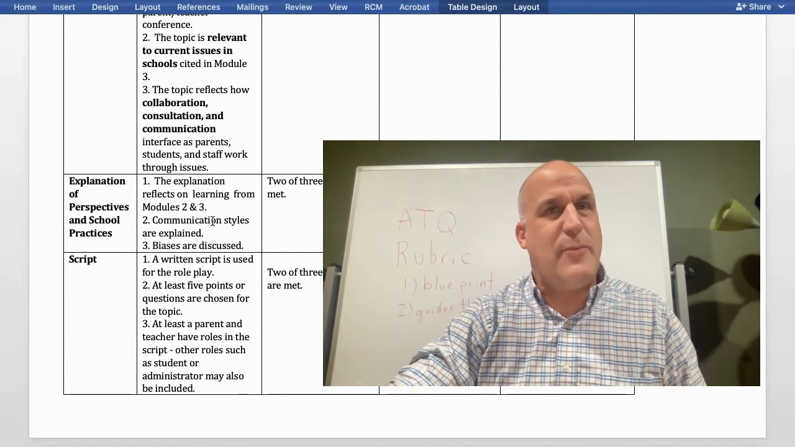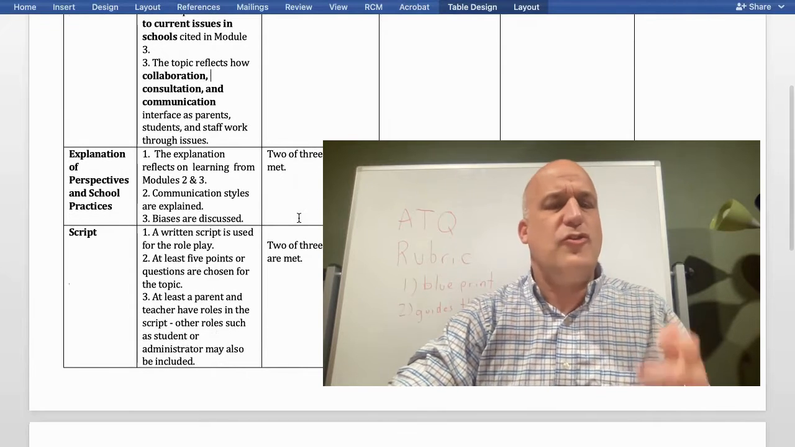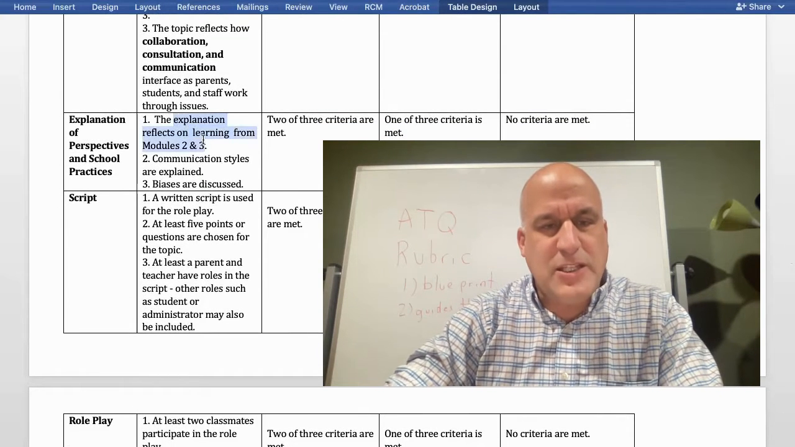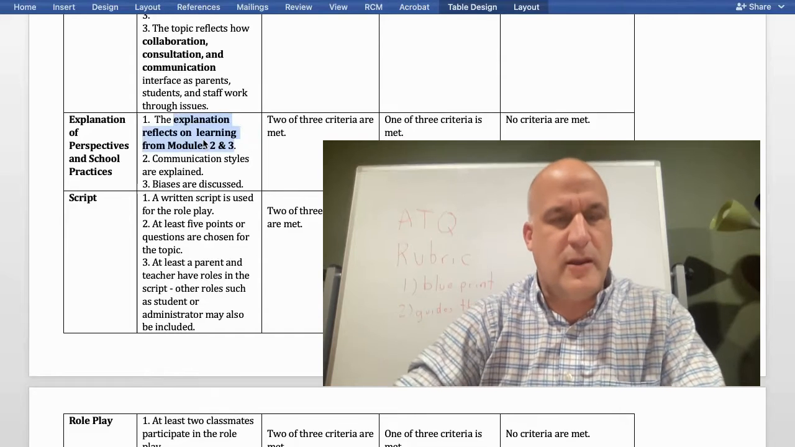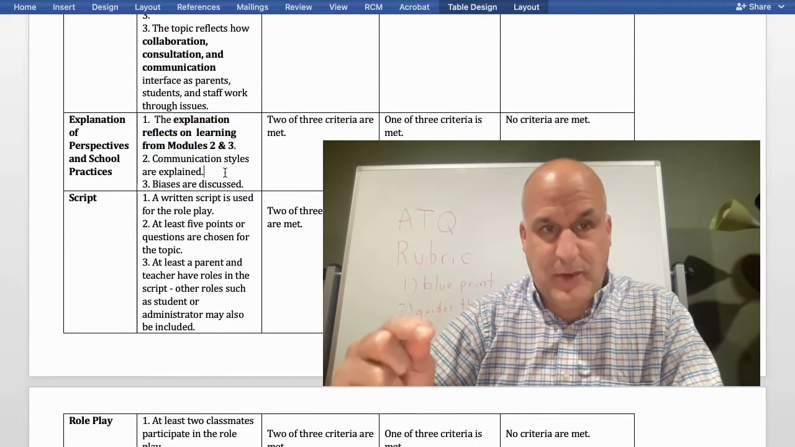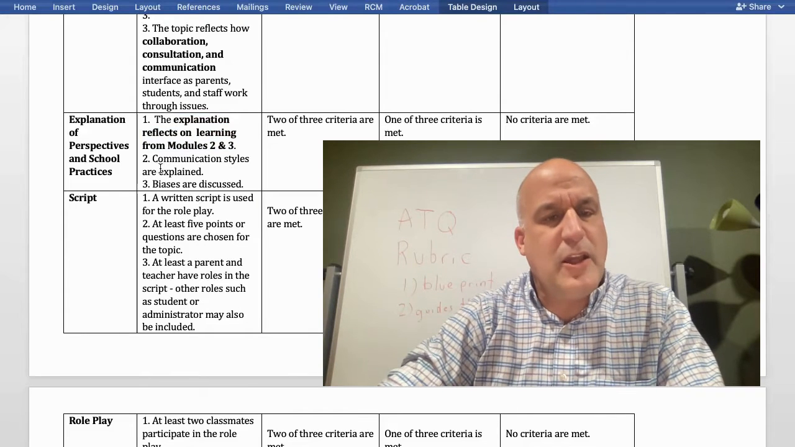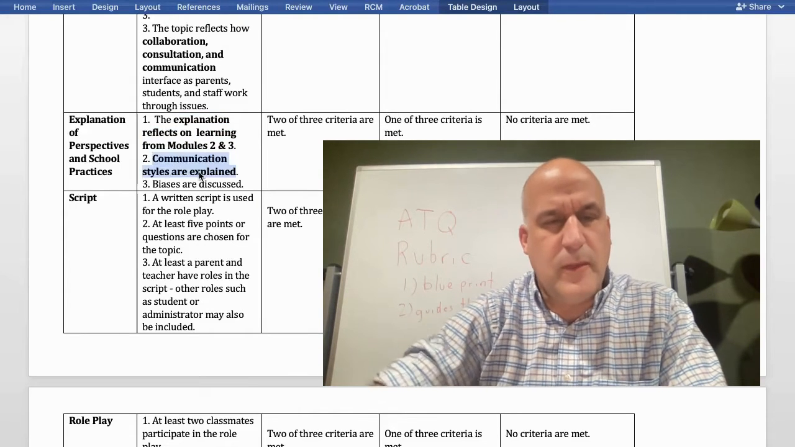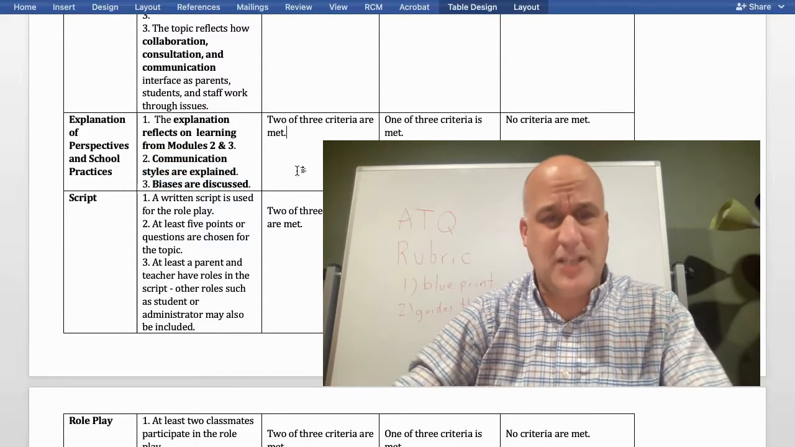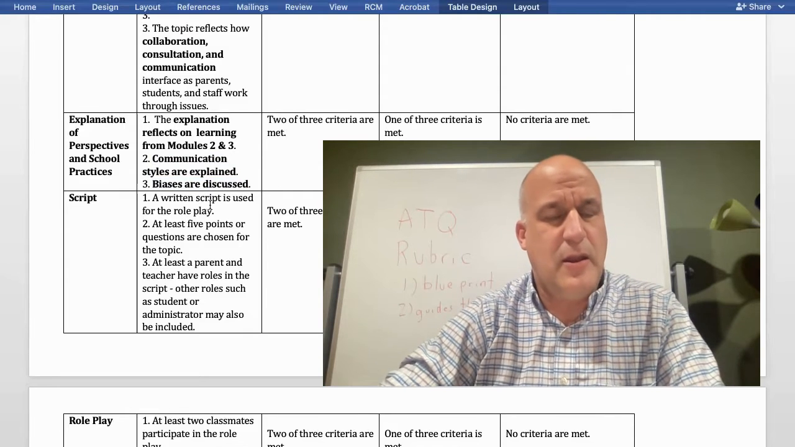That's going to wreck your grade. That right there puts you at 80% already if you're at 50. So you do this for the whole rubric. You have to make sure that the explanation reflects learning from modules 2 and 3. So whatever was learned in modules 2 and 3, the explanation that you give has to reflect that. You have to explain communication styles. You have to discuss biases. And this one was a really easy one. These are just what they are. You don't have to read between the lines here. It tells you exactly what you need.